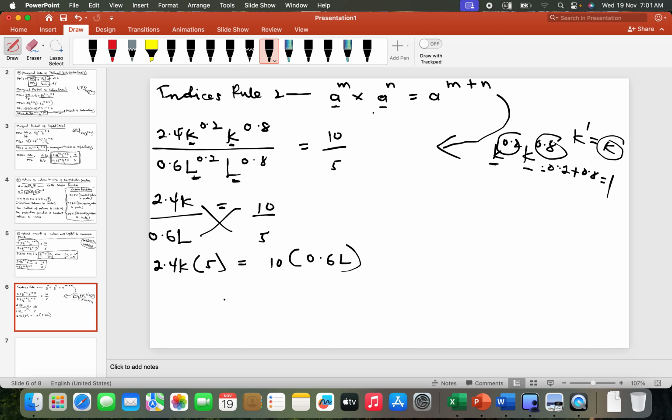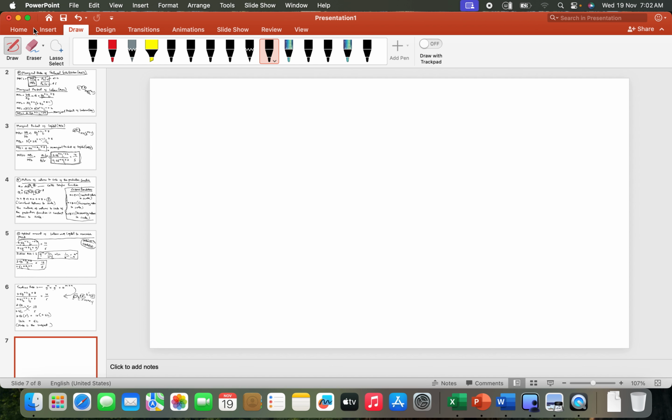2.4 times 5 would give us 12, so I have 12K is equal to 10 times 0.6, which would give me 6, so I have 6L here. Now, at this point, you decide to make any variable the subject. So I'm making L the subject. Let me add more slides.